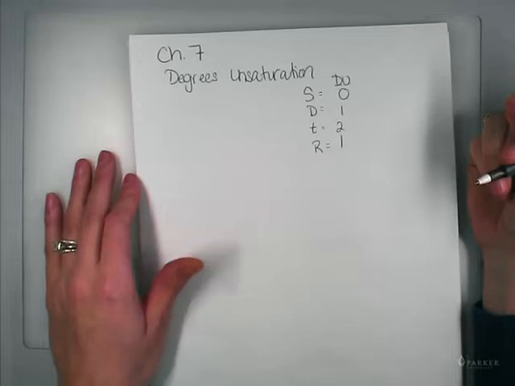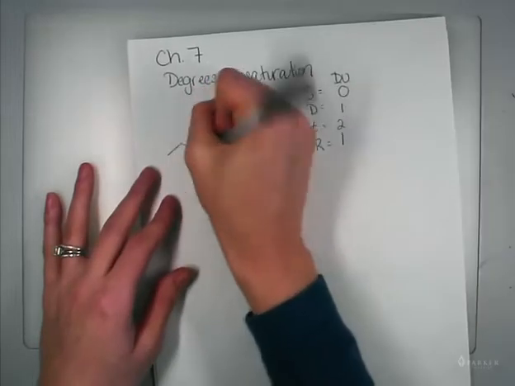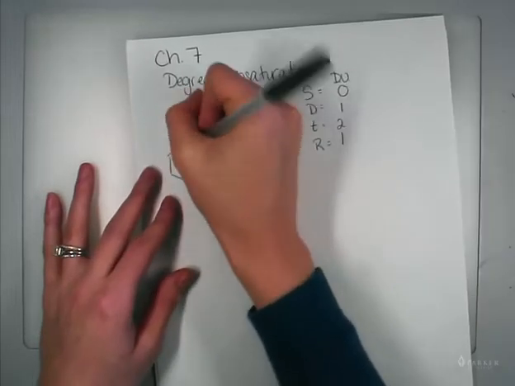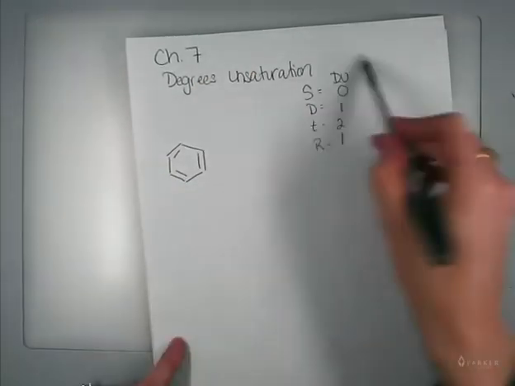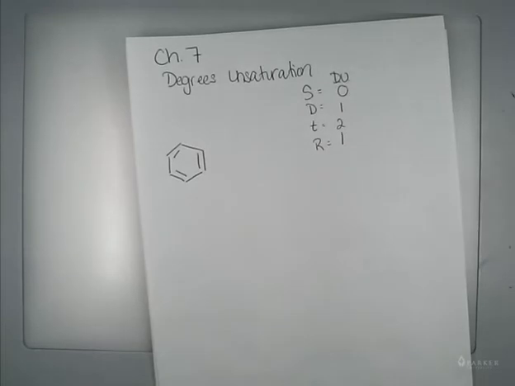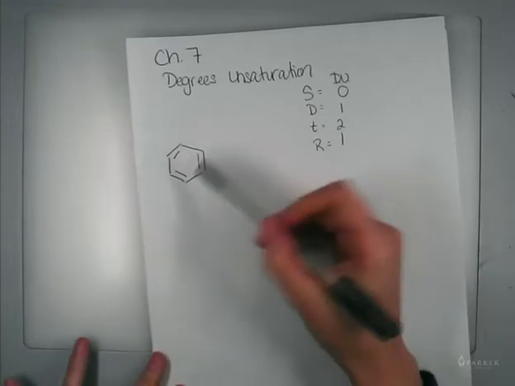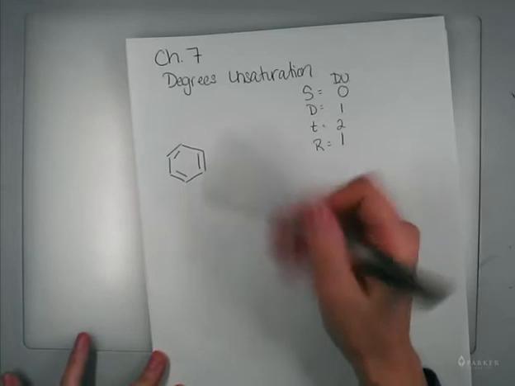So let's look at this two ways. Let me give you a structure. It's benzene. And based off this, how many degrees of unsaturation? 4. So what makes up the 4? Yeah, 3 double bonds. 1, 2, 3, and then this is a ring.